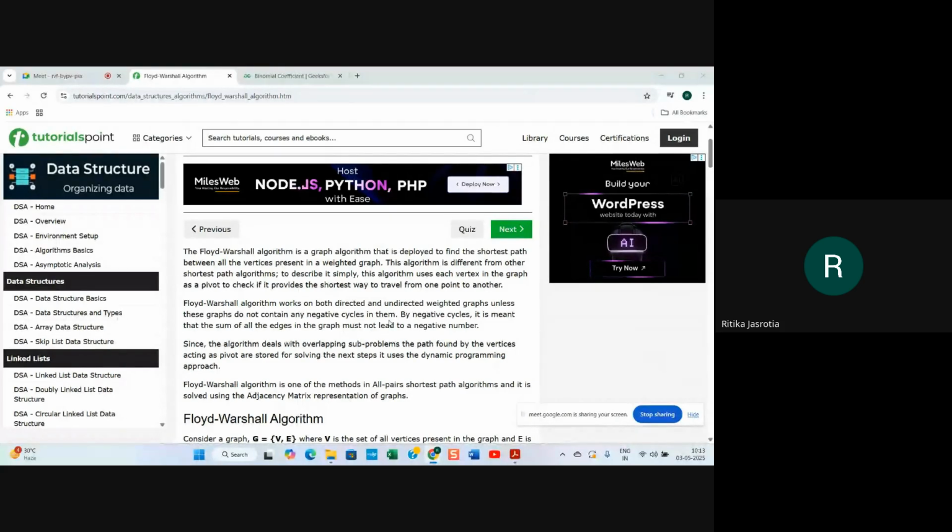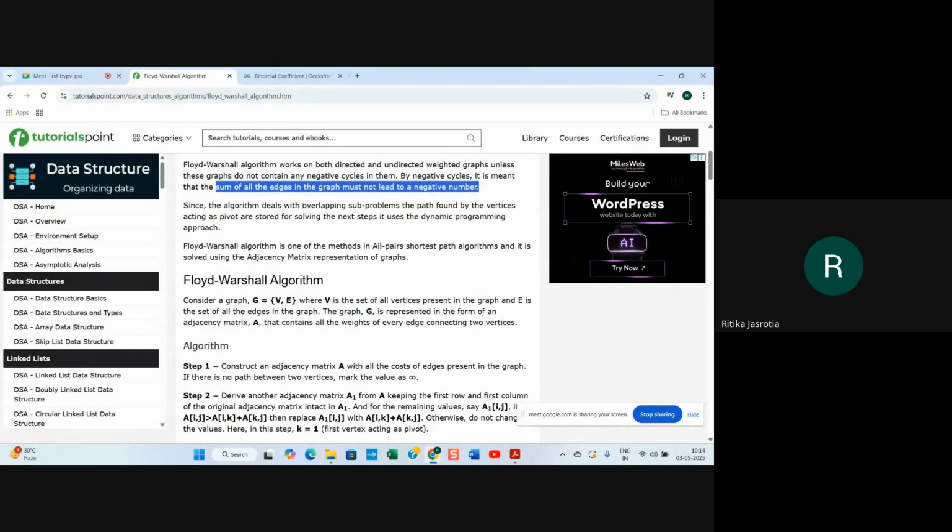So by negative cycle, it is meant that the sum of all the edges in the graph must not lead to a negative number, right? So that is the thing. You should not have a negative value after you get the result, the sum of the edges you are calculating. You should not get any negative number. That is the main criteria. That is what negative cycle means, right? So the algorithm deals with overlapping subproblems. A path found by the vertices acting as pivot is stored for solving the next step. It uses the dynamic programming approach.